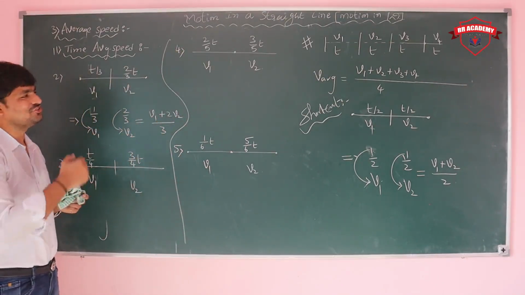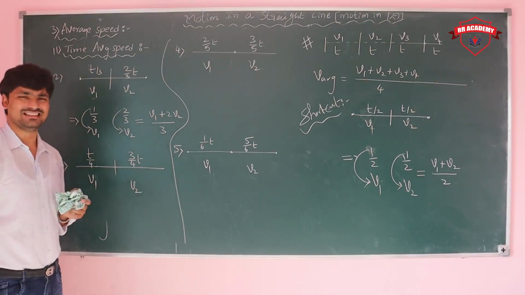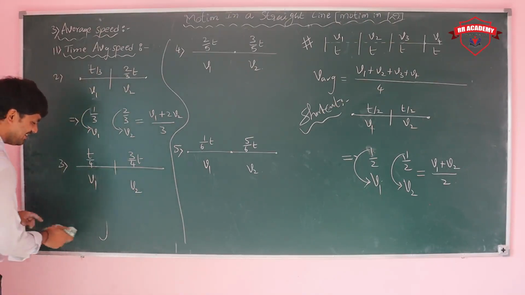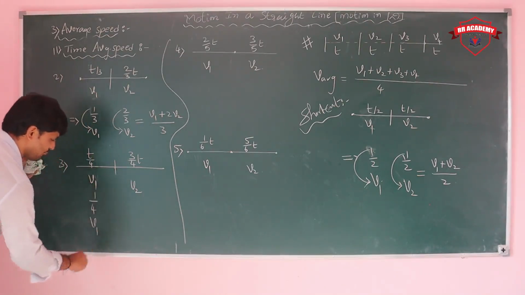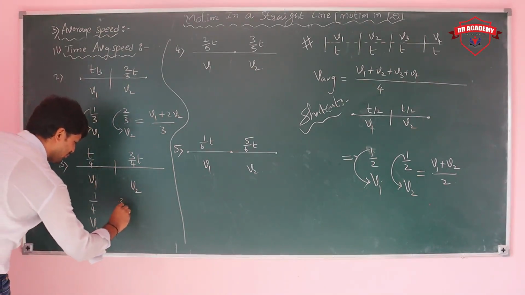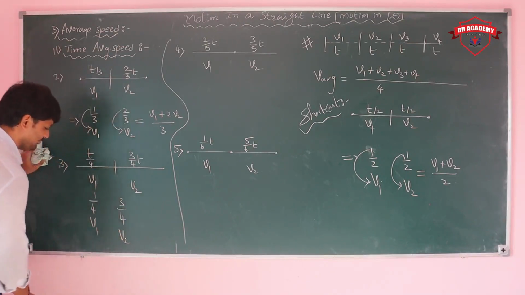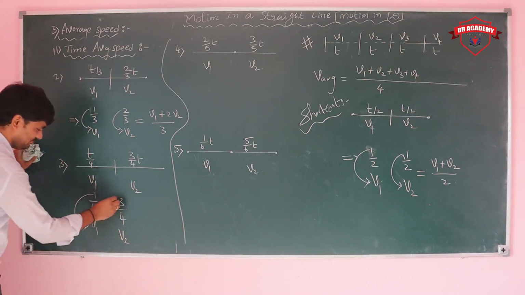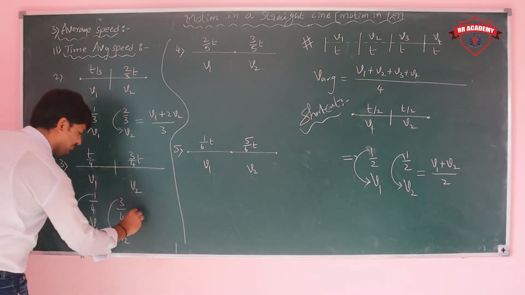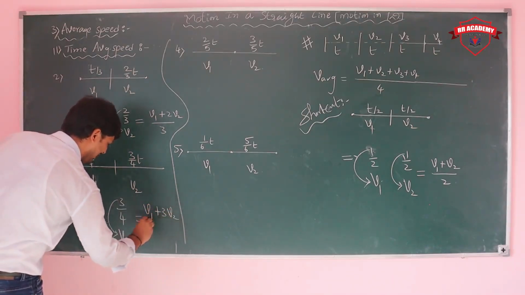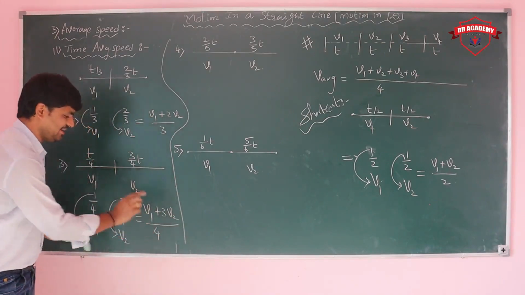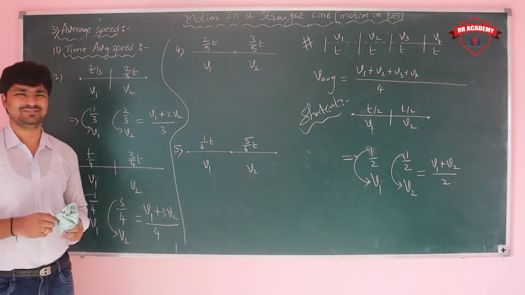If you have any doubts, you can go to the formula also. You are getting the same answer. Let's see here. Here, first 1/4 time with a speed V1, next 3/4 time with a speed V2. Same average: 1 into V1, 3 into V2 by 4. Denominator we can write directly by 4.